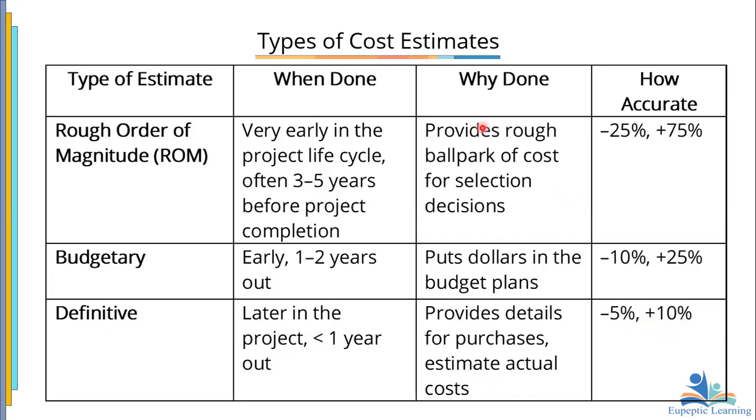So we're going to look at these in the objectives. How accurate is the rough order? They usually give you the margin. So for rough order of estimate, it is this. For budgetary, it is this one. For definitive, it is minus 5% to plus 10%.